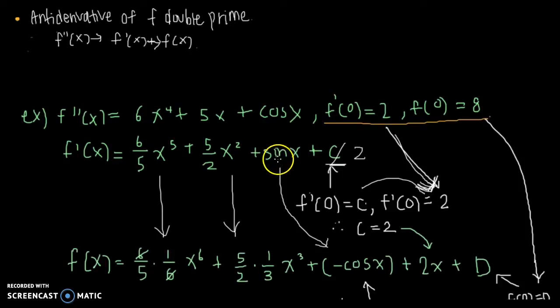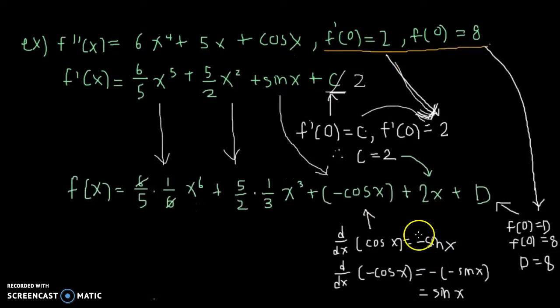So the antiderivative of sine of x is negative cosine x, because the derivative of cosine x equals negative sine x. So the derivative of negative cosine x would be the negative of negative sine x, which is positive sine x. So this goes over right here. And then plus 2x, because we know that the constant is 2, and then we just add x, so it's 2 times x. And then plus d. This is like another constant, or like c2, because we have to use another letter so that we don't get confused.